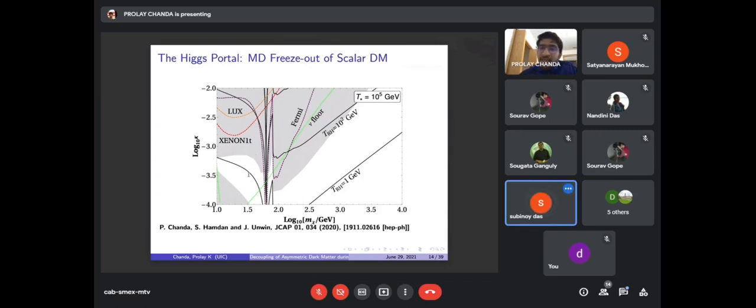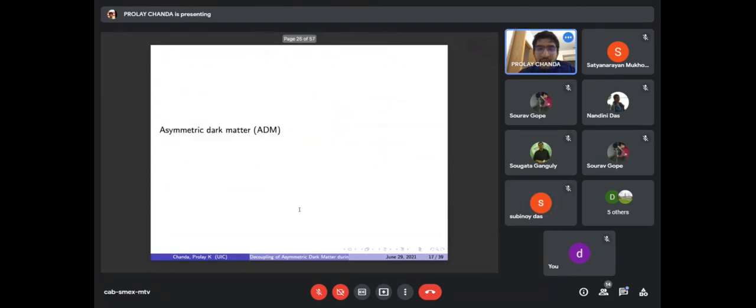Yeah, right. This region is wide enough, but the one on the right looks more promising because it is allowed everywhere. So it is more promising in that higher mass region. Yeah. Okay.